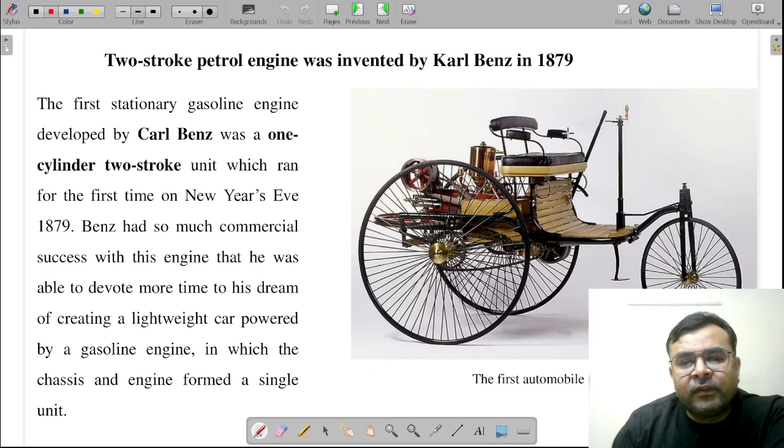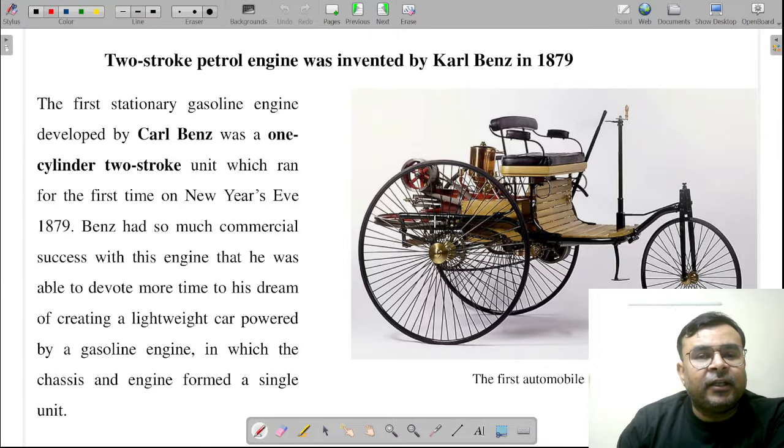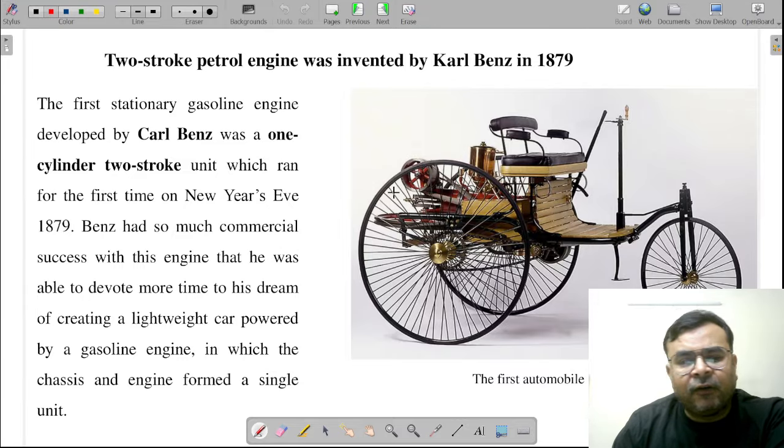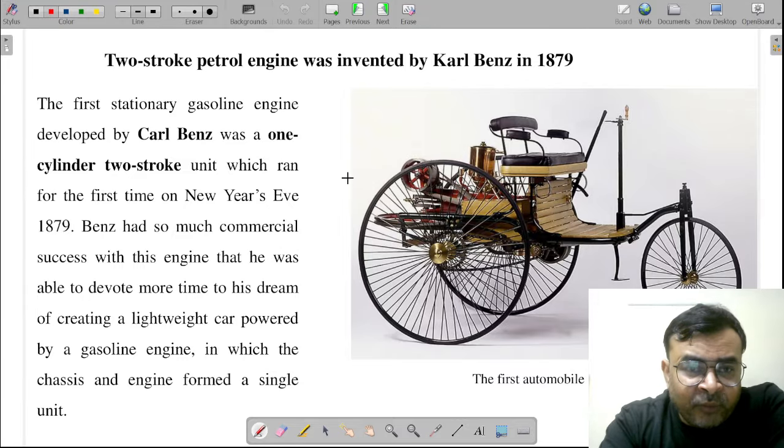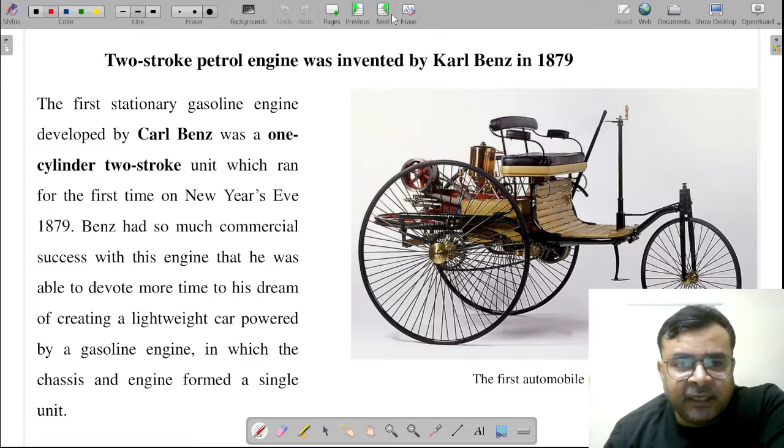And after that, obviously, you can see this is a vehicle. In this, the engine, body, and chassis are all a single unit. Is it right? And this vehicle can run automatically with the help of this engine. So this is a very big development. And after that, nowadays you can see so many engines, so many cars, bikes, and vehicles.